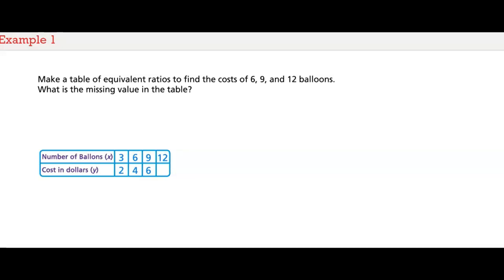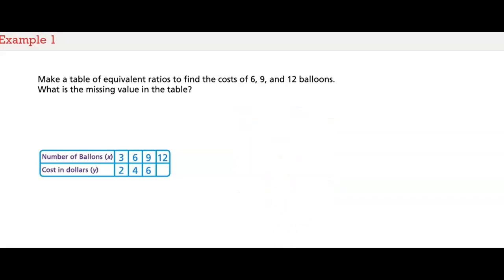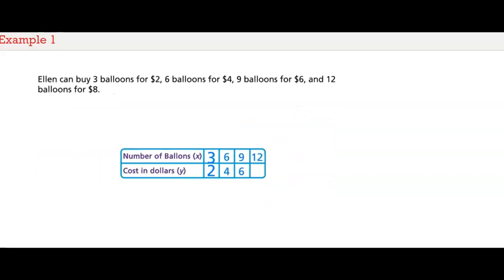What is the missing value in the table? Select your answer. Ellen can buy 3 balloons for $2, 6 balloons for $4, 9 balloons for $6, and 12 balloons for $8.